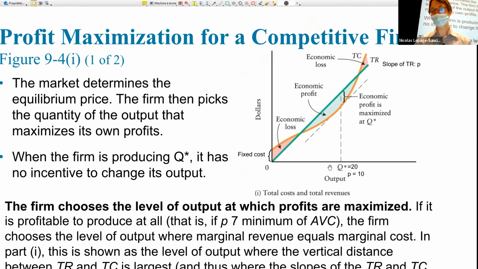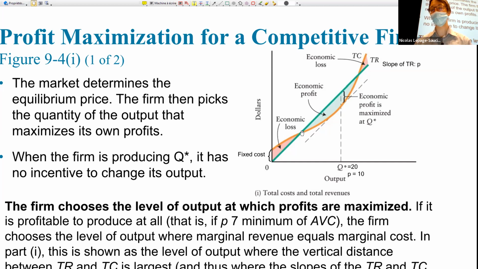And then I start producing, but it turns out that initially the price is still very low, so it's not enough to make up the economic loss. And then there's some point at which I'm starting to make some profit. And here I'm in the green. So this is the zone where I should want to be.